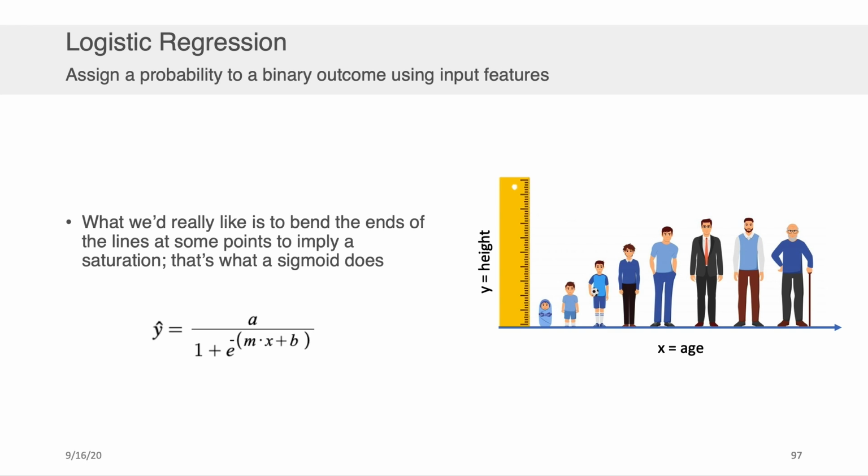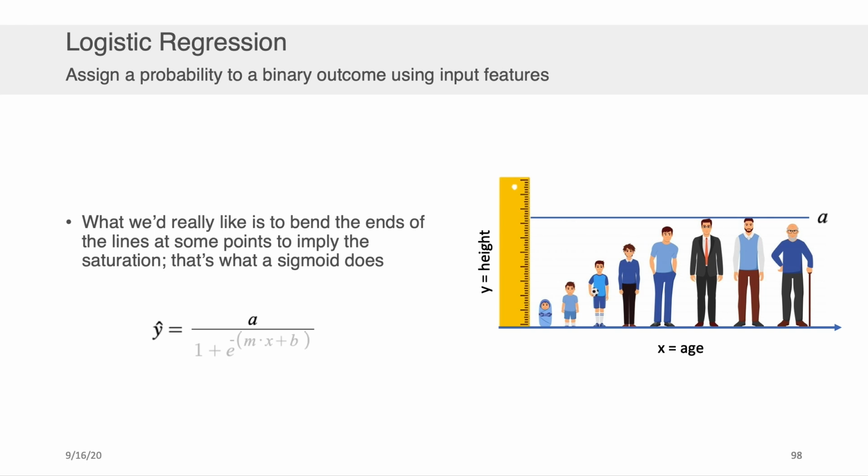What we'd really like to do is be able to take something like a line, but then bend the ends of it so that at some point it kind of flattens out and saturates. That would solve our problem in this case. If we wanted to saturate, what we're really interested in is a sigmoid. And I'm showing the equation for a sigmoid.